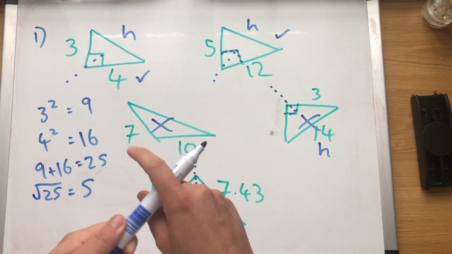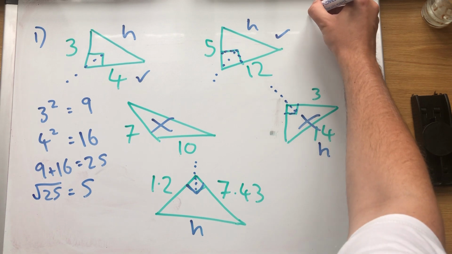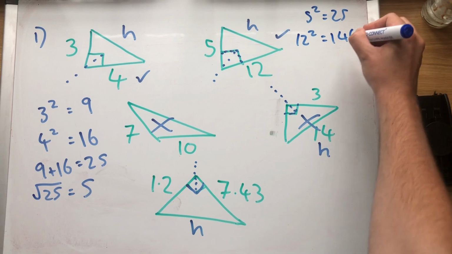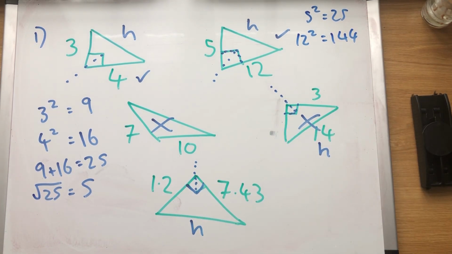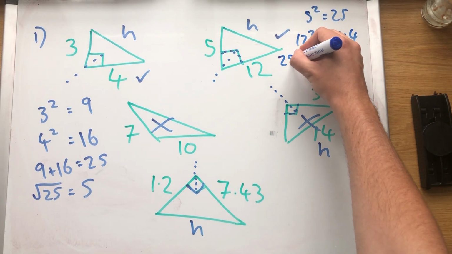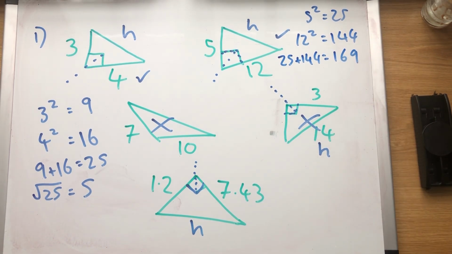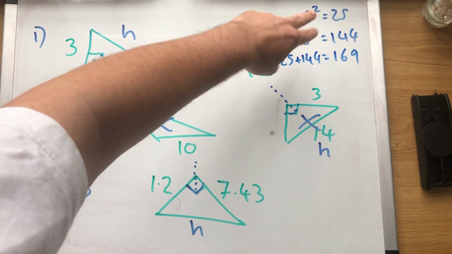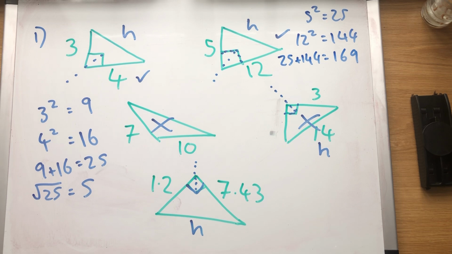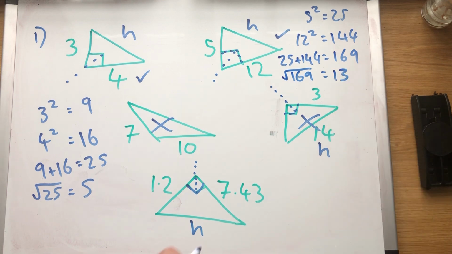This one here, we're looking for the hypotenuse, same idea. Square everything, add, root. So 5 squared, 25. 12 squared, 144. So we've squared everything, we're now going to add it together. 25 plus 144, 169. And then our final step, root. Root 169, I can tell you that is 13.